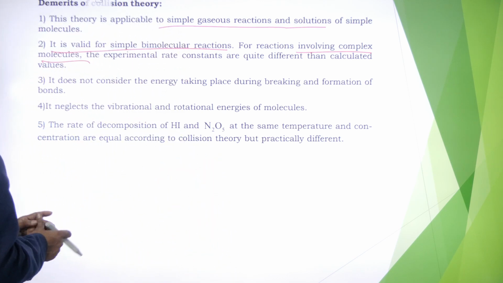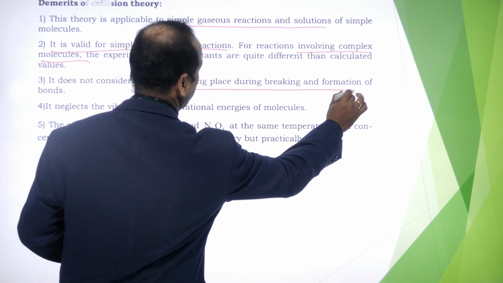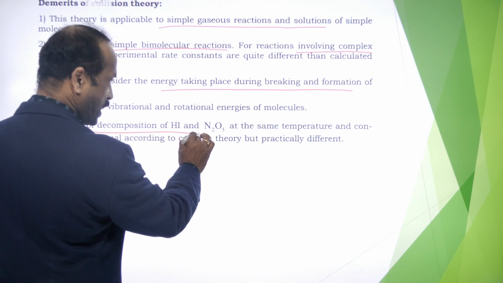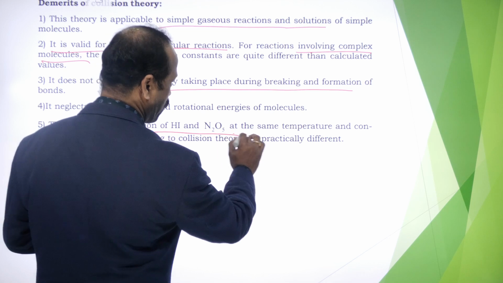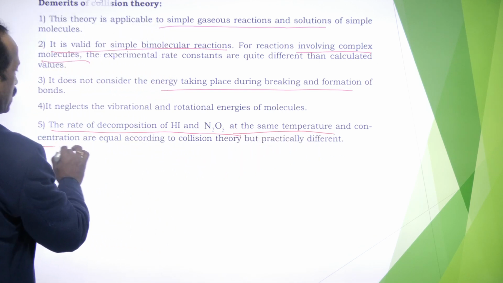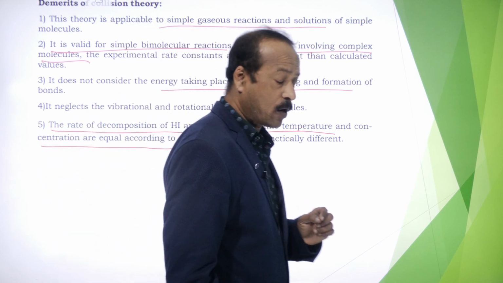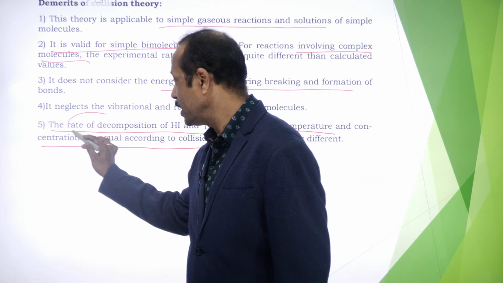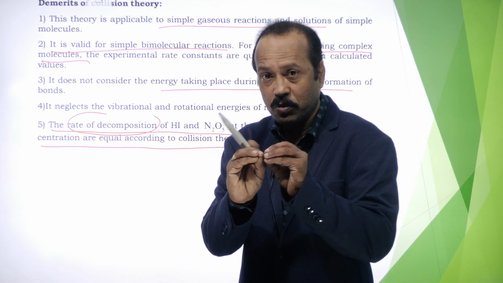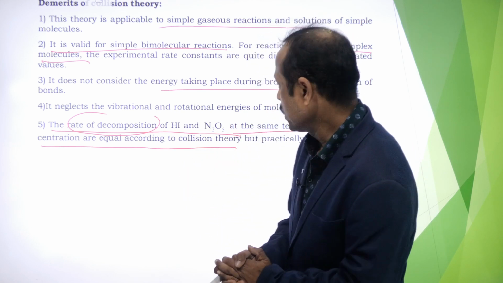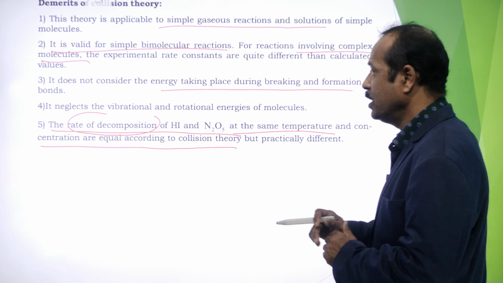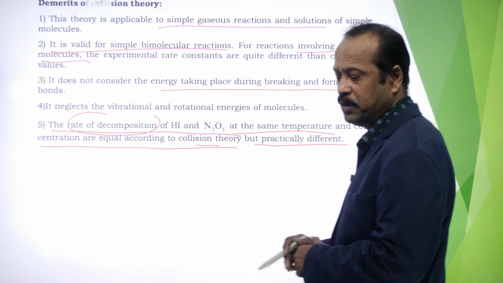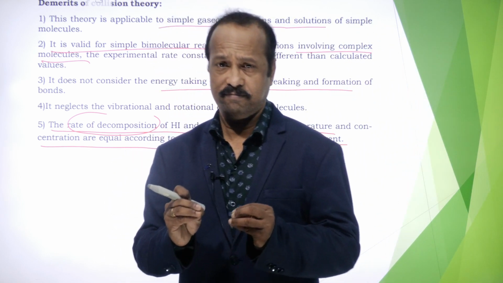Next, it does not consider energy taking or the breaking and formation of bonds. And the most important is that the rates of decomposition of hydrogen iodide and dinitrogen pentoxide at the same temperature and concentration are equal according to the collision theory. According to the collision theory, the rate of decomposition, at the same temperature, is equal, but practically they are different.